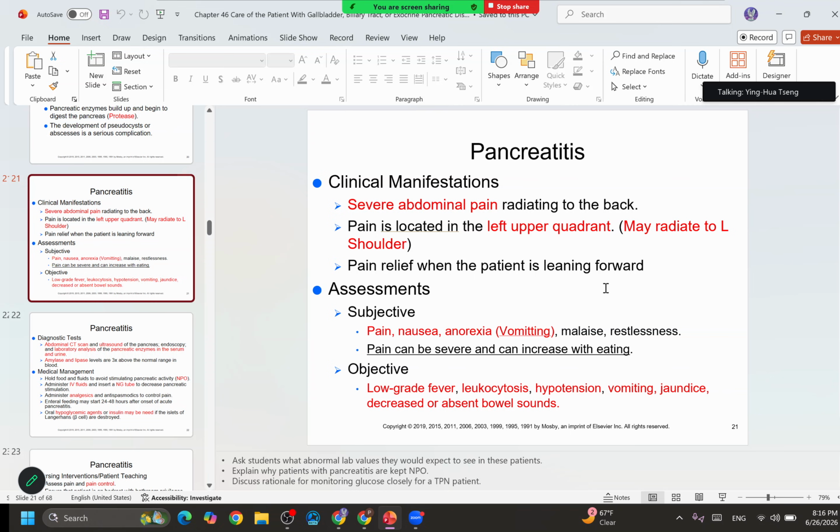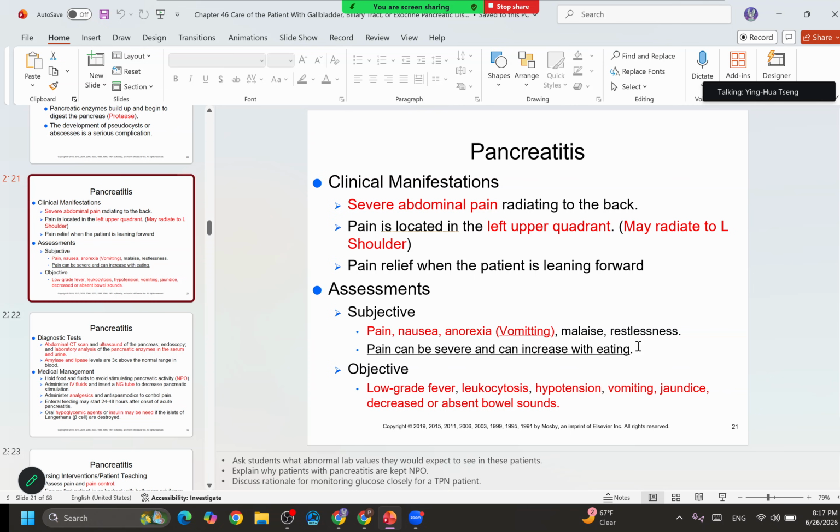That's why I'm reinforcing again, just to remind you, review again. Okay, so it's severe painful. Their subjective is pain, also nausea, vomiting. Pain could be severe and caused by eating. When the patient eats, the pain will be even more severe.